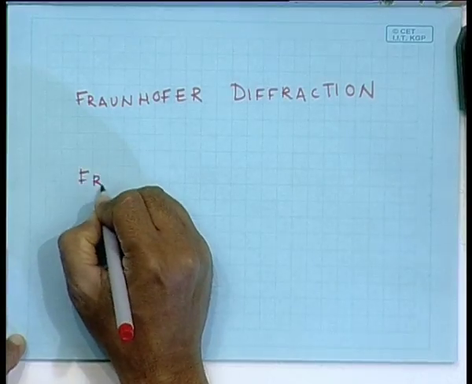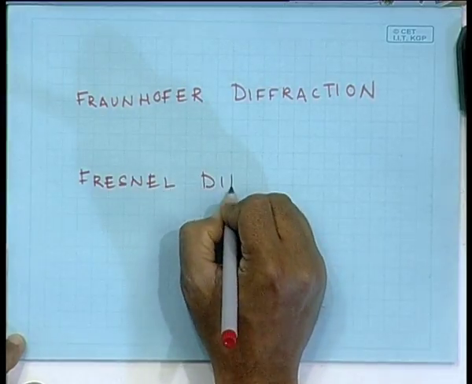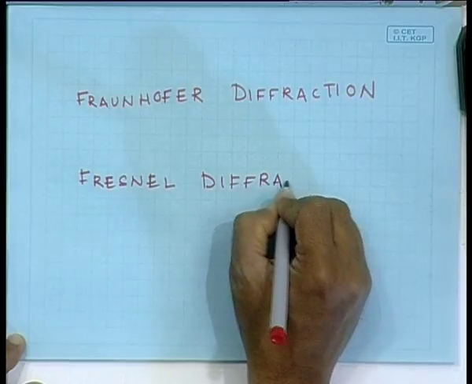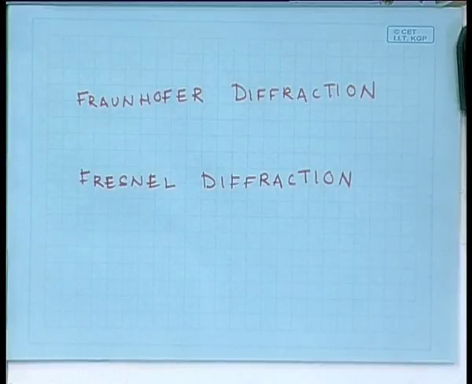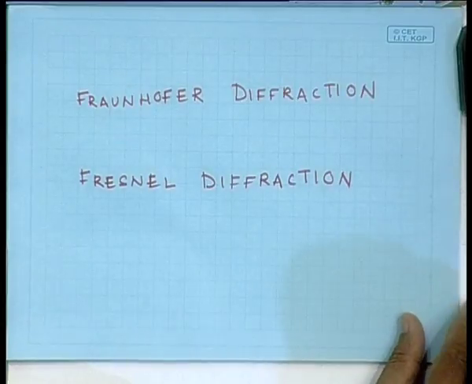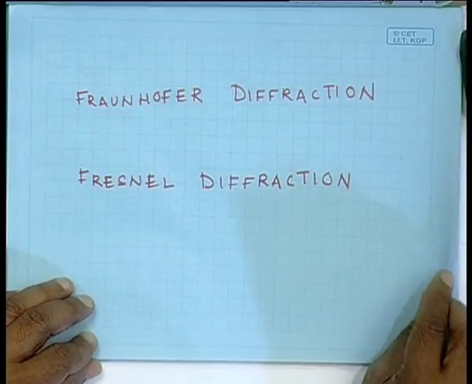In case any of these assumptions are not valid, if the screen is located near or if the source is near, then you have to take into account the spherical nature of the wave, and that situation is referred to as Fresnel diffraction. We shall not be considering this in our lectures. It is a little more complicated and we shall not be dealing with this. We shall be considering only the Fraunhofer diffraction.